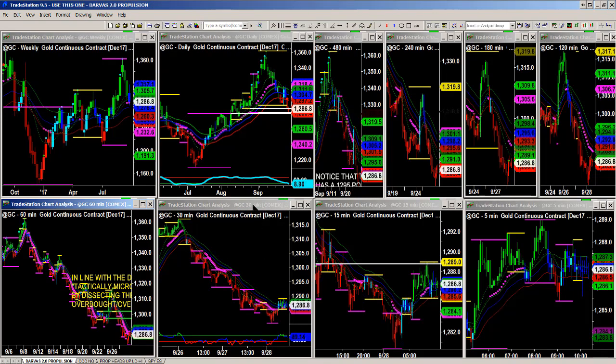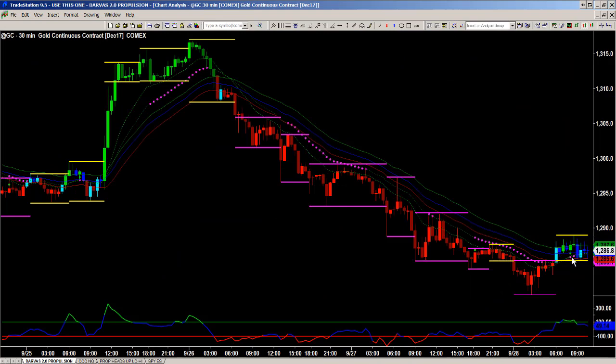Keep an eye on that 30-minute chart of gold. Keep an eye on this Darvas 2.0 level. This could be a very good squeeze forming here as well. For momentum, I would also look for the oversold buy. And this is a really nice look at what could be ultimately a way gold moves higher.